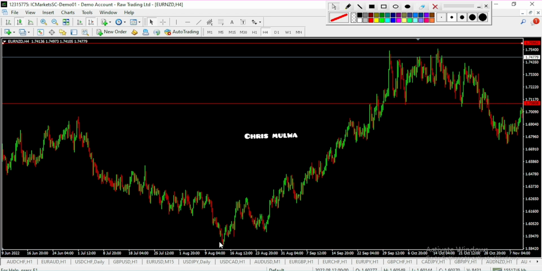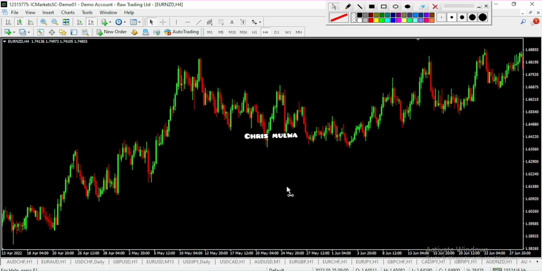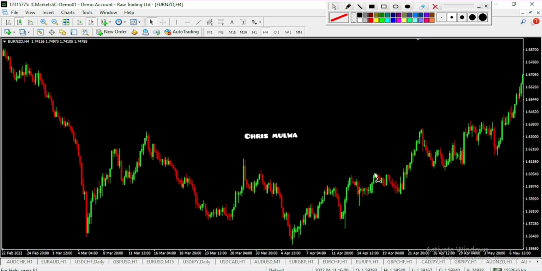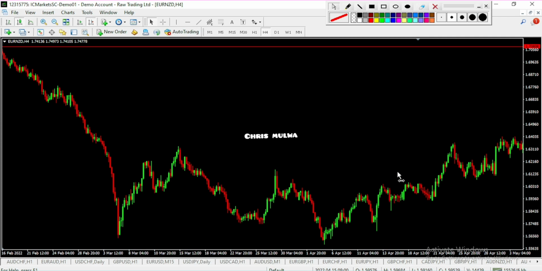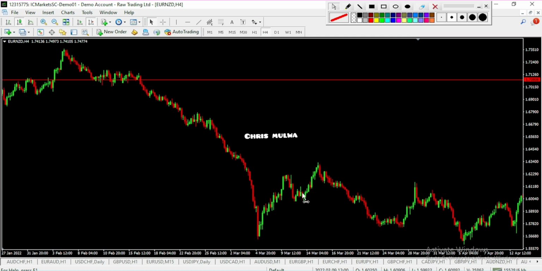I will pick this as a double. Let me maximize so that you can see what I mean. The problem when you maximize, when you zoom, is that you lose what you wanted to view.